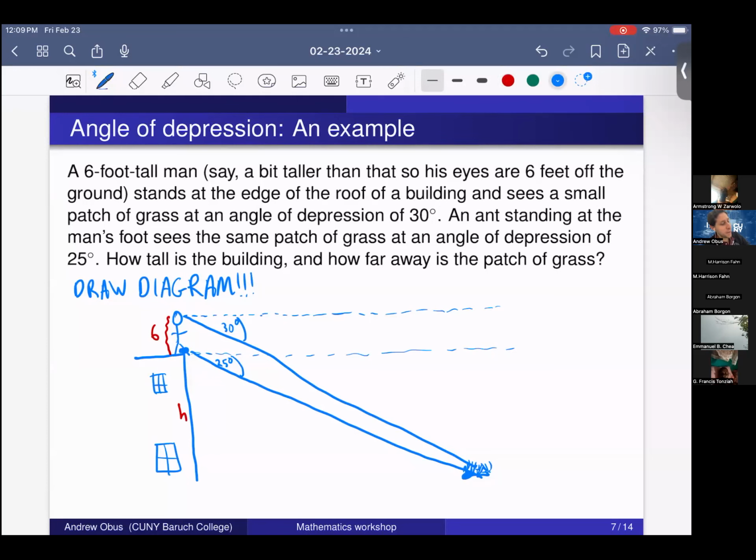Well, if it's asking us to measure a distance, we should probably draw that line, right? So let's draw this line over here to the patch of grass. This is going to be X, right? So we want to be able to solve for H and X. So I'm going to try to write the equations on this page, and then we'll solve them on the next page.